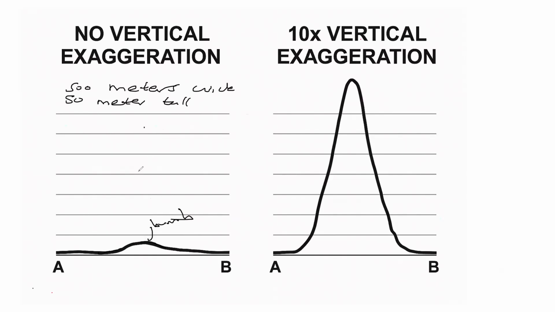But now, if you were to multiply the height by 10, remember, you'd have 500 meters wide, and this 50 times 10 will now be 500 meters tall, because you multiply that by 10, which is the exaggeration. Now it looks like a steep mountain that is much easier to see and to analyze. That's what vertical exaggeration is all about. I hope this makes sense.